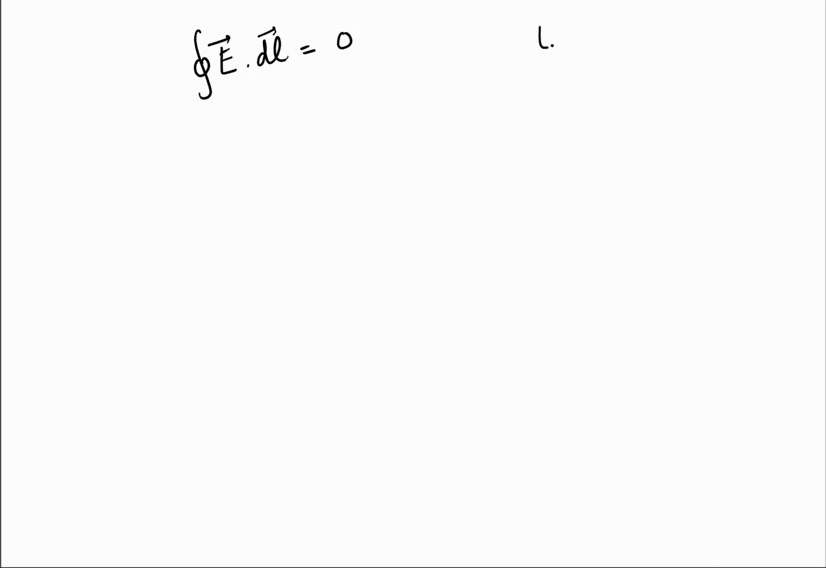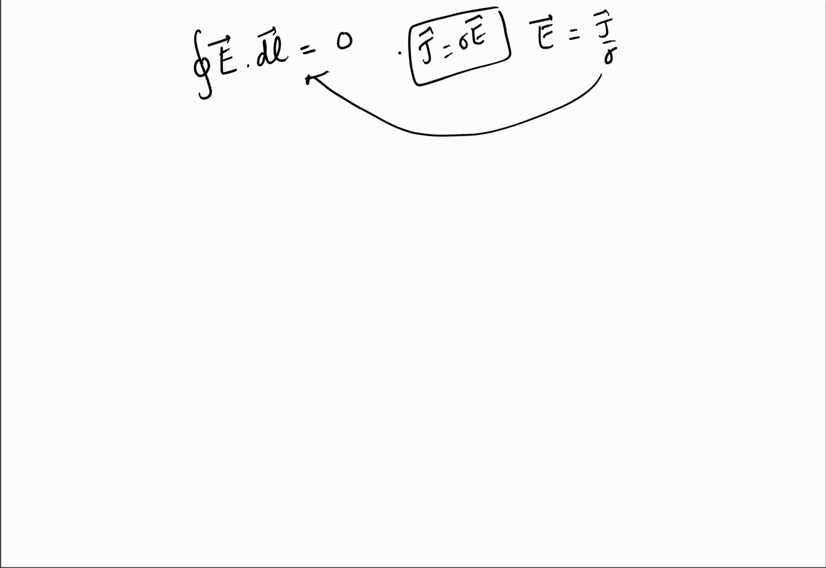Now, in my previous lecture, I told you that E is equal to J over sigma. Actually, J equals sigma E is simply the point form of Ohm's law. So E is equal to J over sigma. If I put this value here, and if only this electrostatic field existed and this current density was because of just the electrostatic field, then we can see that the closed loop integral of J over sigma dot dl should be equal to zero.